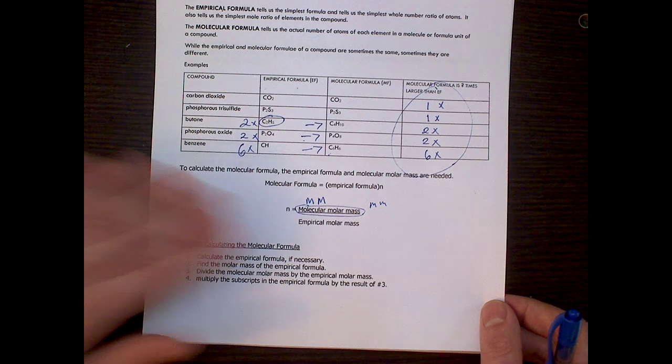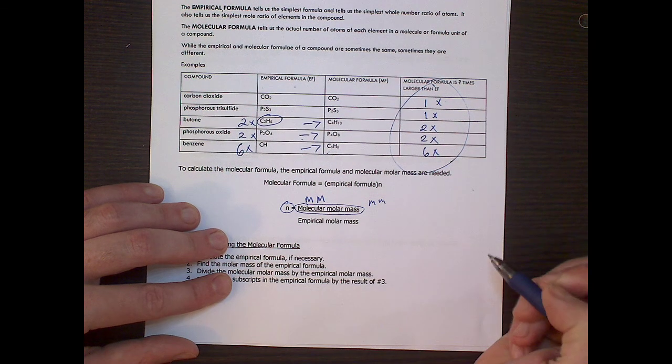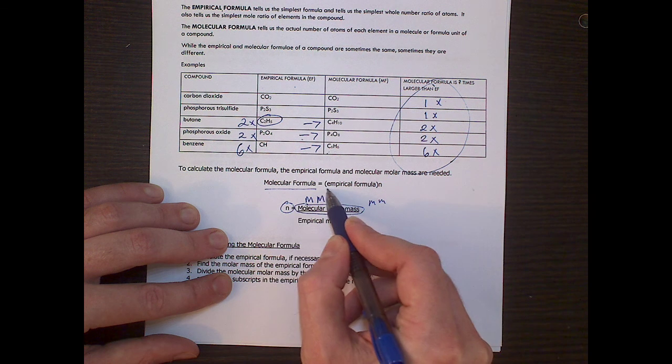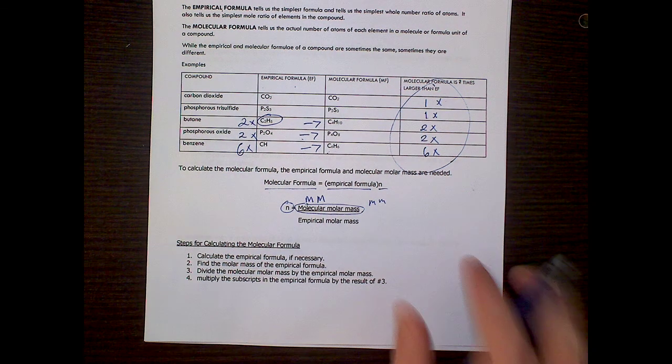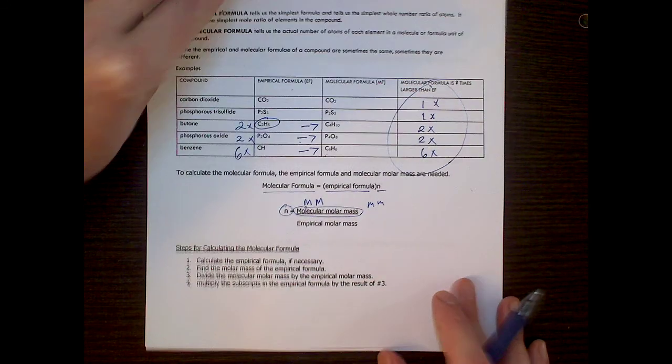All right, so let's keep those two things straight, and that's going to give us this n, which is our multiplier. Then our molecular formula will equal our empirical formula multiplied by our n value. If that was confusing, let's try a problem and I'll walk you through it.